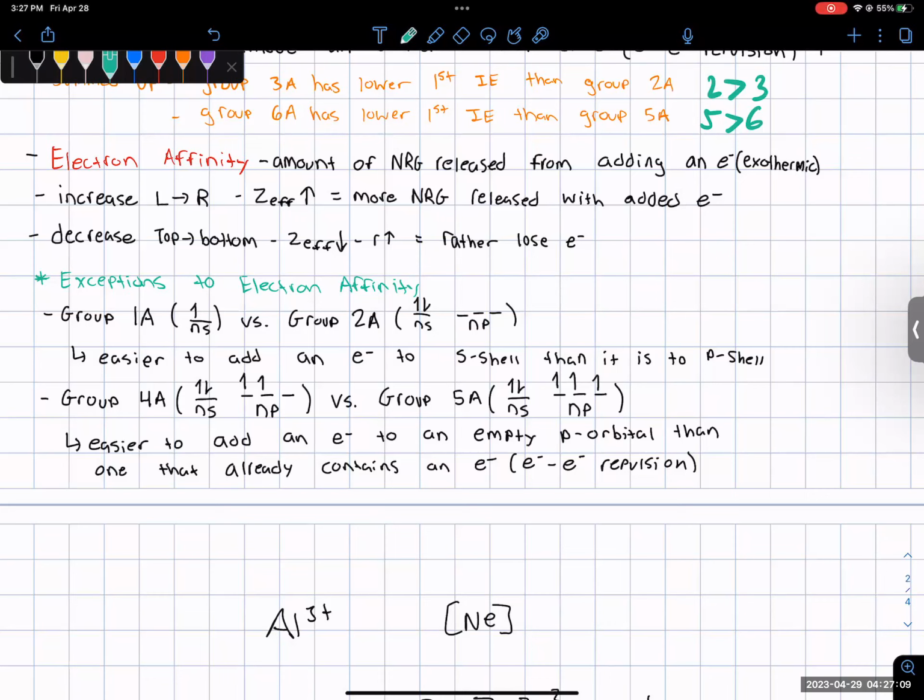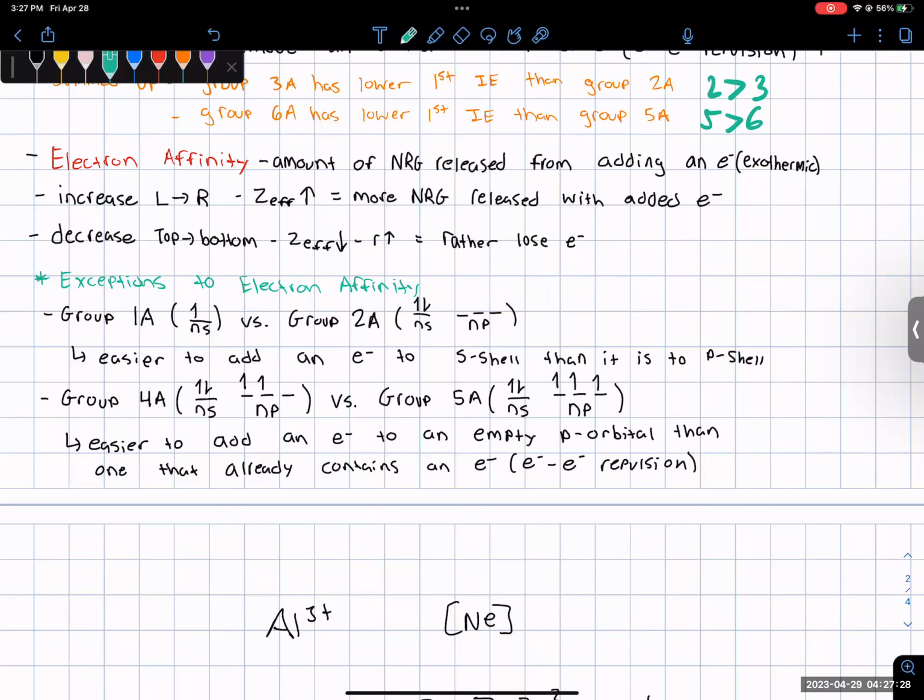More energy is released when you add an electron from left to right, and it decreases at the bottom, because at that point it has a large radius, it can't hold that many electrons, so it just wants to get rid of a couple. And unfortunately for you, there are also exceptions for electron affinity.